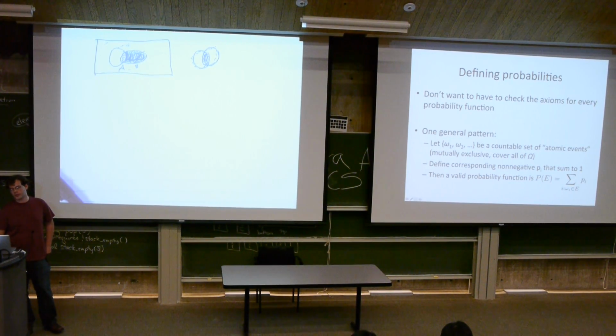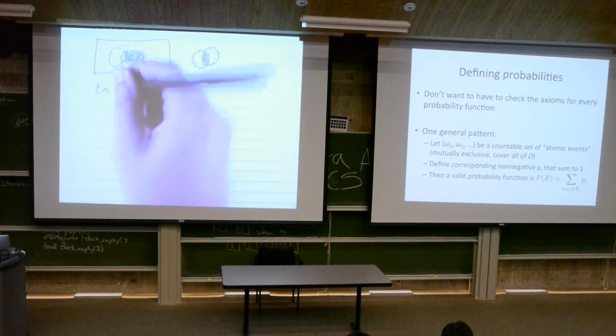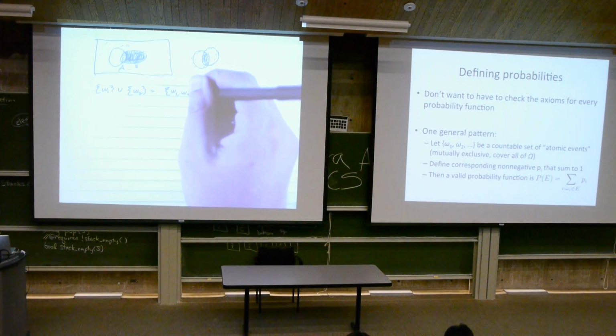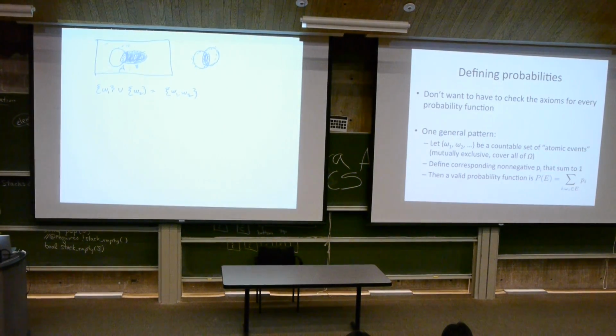And you can have corresponding probabilities for each of them. As long as those probabilities aren't negative and they all add up to 1, then you have a valid probability function, which just adds up all the probability values that correspond to the event you're talking about. So if you have an event like omega 1 union omega 2, which of course is just the set {omega 1, omega 2}, then this probability function is just P1 plus P2. And that's the natural thing you would do with a discrete distribution.